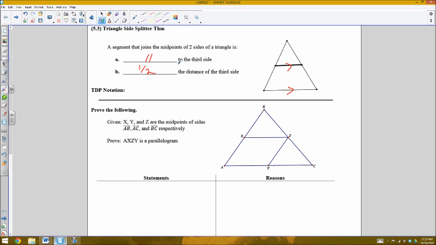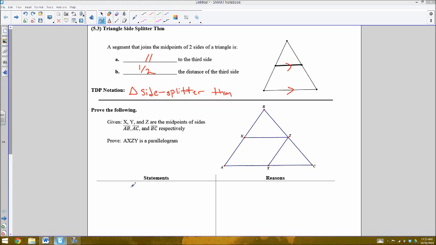side. Now, if we were to use this theorem in a proof, we would represent it by the triangle side splitter theorem, and that's our notation. So let's see an example of how it could actually be used in a proof.